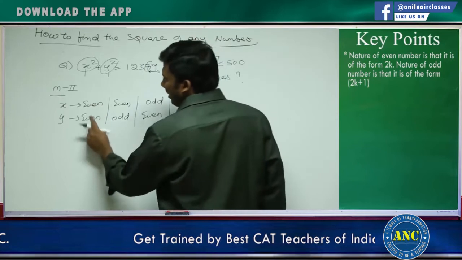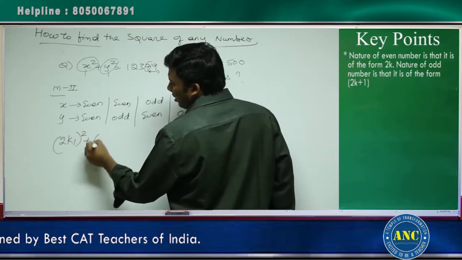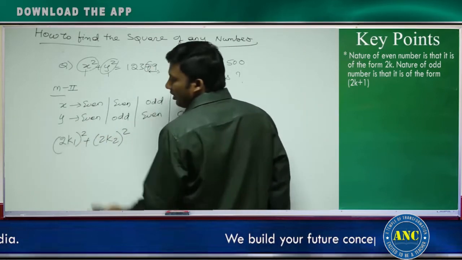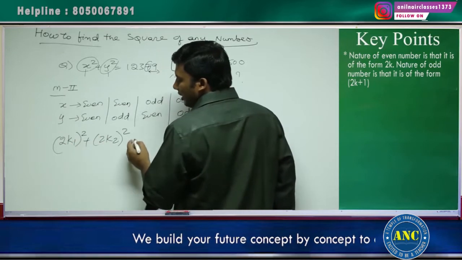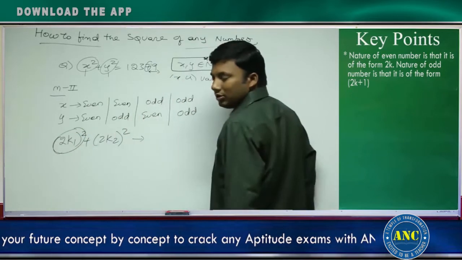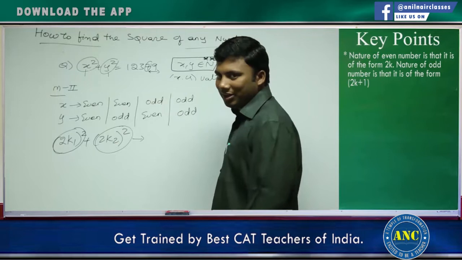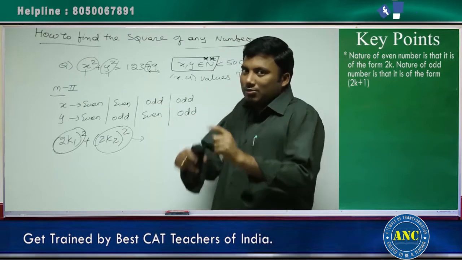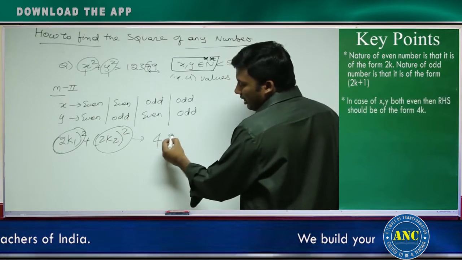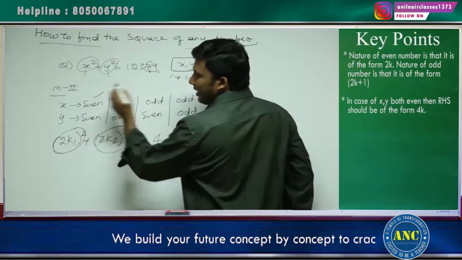Now, if I take x even, y even, the even number is 2k1 whole square plus 2k2 whole square. First case, x and y even. 2k1 whole square will become 4k1 square, which means divisible by 4. 2k2 whole square, 4k2 square, is also divisible by 4. If I add two numbers which are divisible by 4, the answer will always be divisible by 4. So the answer is divisible by 4. So it will be 4b. This case is over.